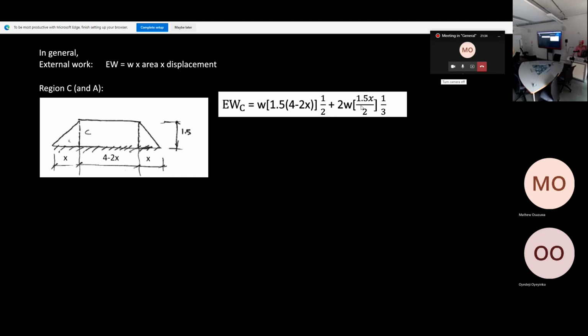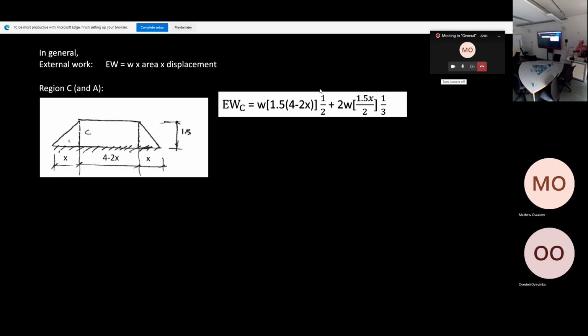So here, inside the bracket is the area. And then we take the displacement, because for this triangle the centroid is at 1/3. So you have 1/3 for the displacement, okay? Because we have 1 here, so there you have 1/3. And you multiply by 2, the 2 here, because we have 2 identical triangles. Is that clear? So your total external work for C is this one here.